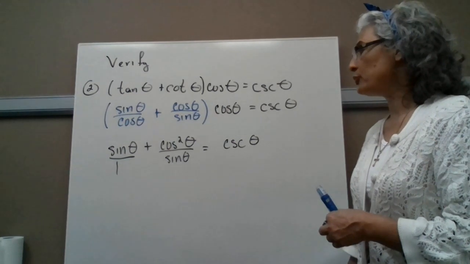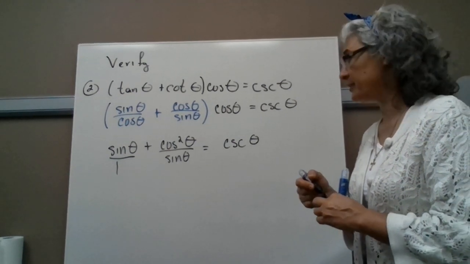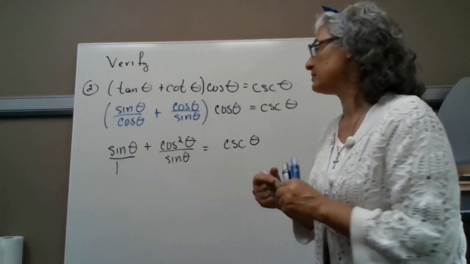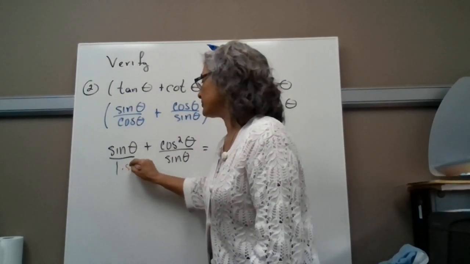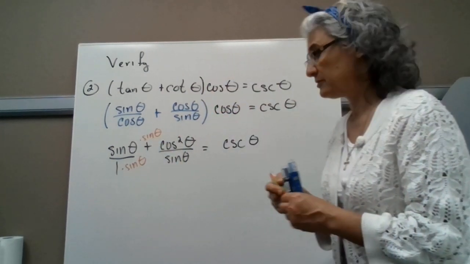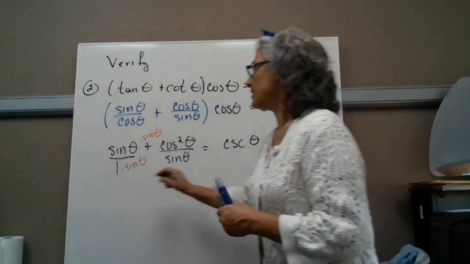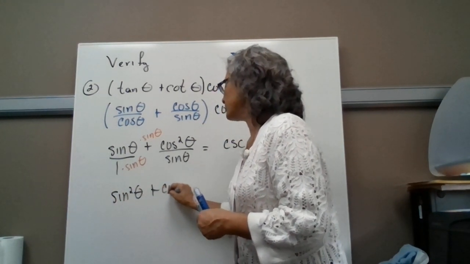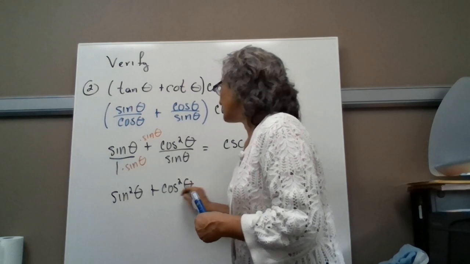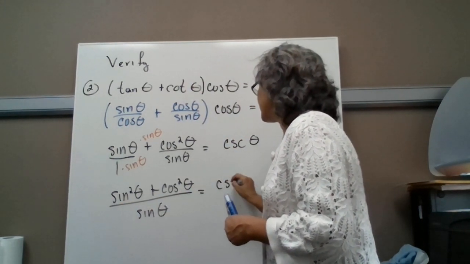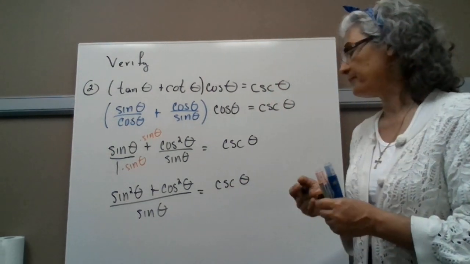So, to add the fractions, I need a common denominator. Common denominator would be sine. So I'm going to multiply the numerator and denominator of this first fraction by the sine of theta, which means I'll end up with the sine squared of theta plus the cosine squared of theta over sine of theta. I'm supposed to show that it still equals this thing over here.